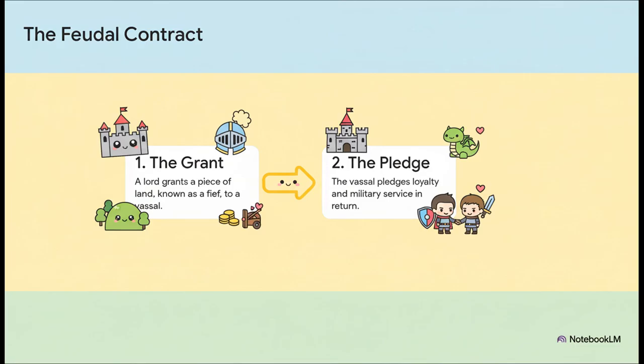The whole system really boiled down to this simple personal contract. Think of it like a two-way street. A powerful lord grants a chunk of land, called a fief, to a lesser noble, a vassal. In exchange, that vassal promises the lord his loyalty and, crucially, his military service when needed.